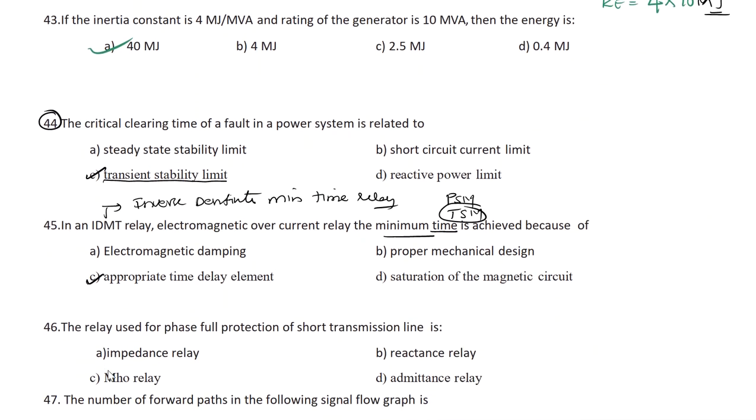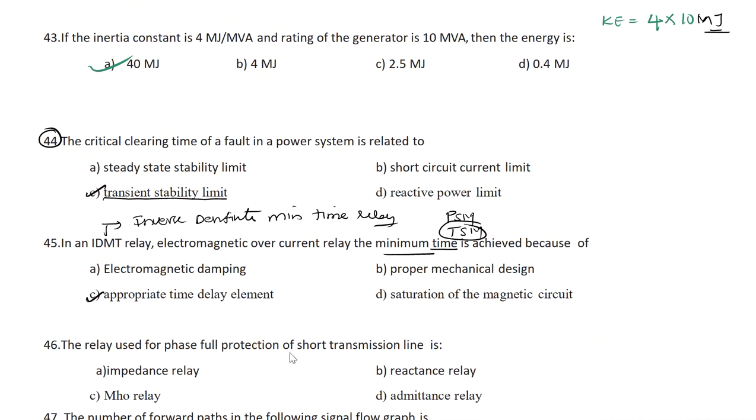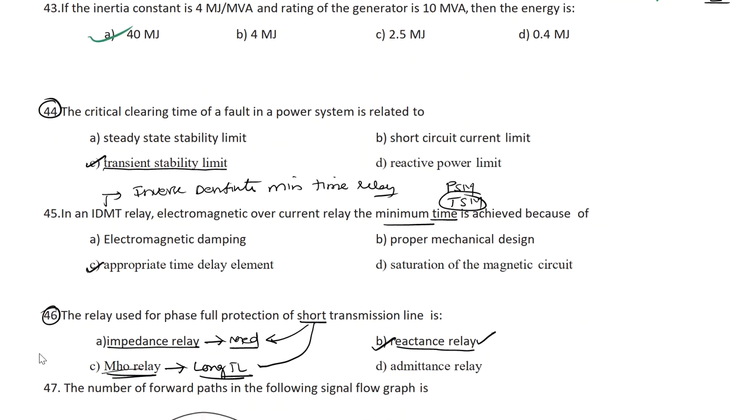Next one. The relay used for full protection of short transmission lines. Now guess the answer. Reactance relay is used for short transmission lines, impedance relay for medium transmission lines, and mho relay for long transmission lines. So we hope you are getting the answer as B for this question. If instead of short it asks medium, you can say impedance relay. If they ask long transmission line, you can go for the mho relay. So in the same question you are getting three answers for different questions.